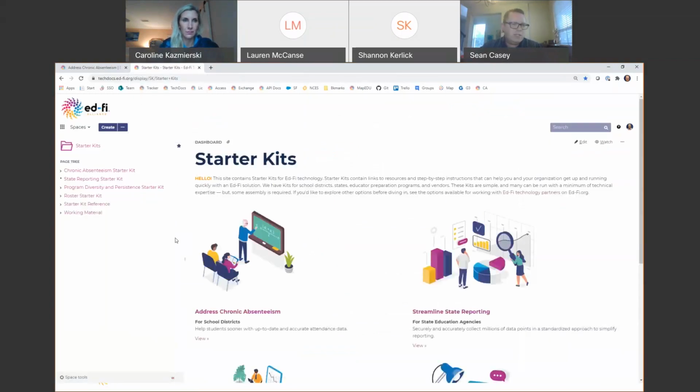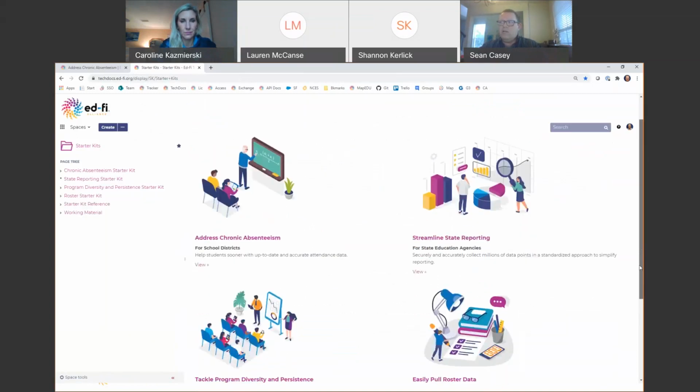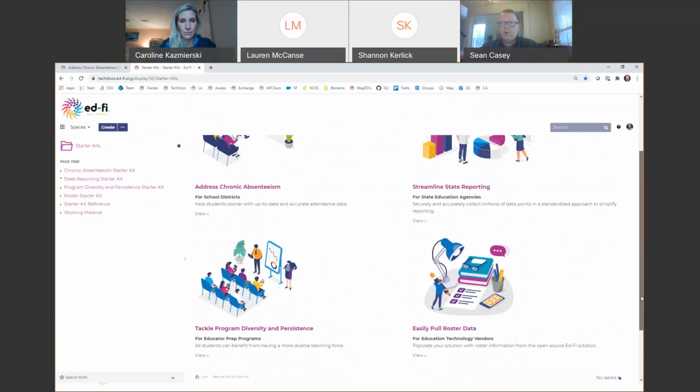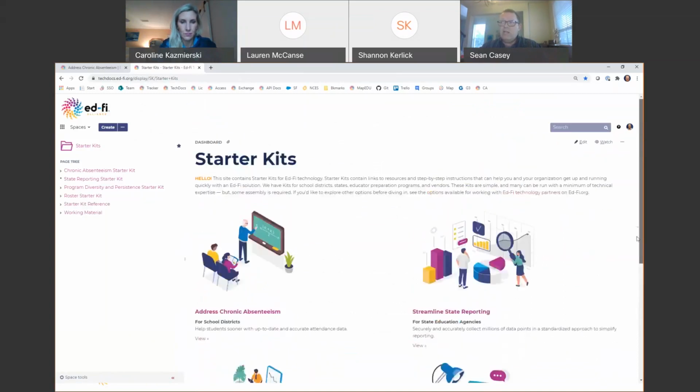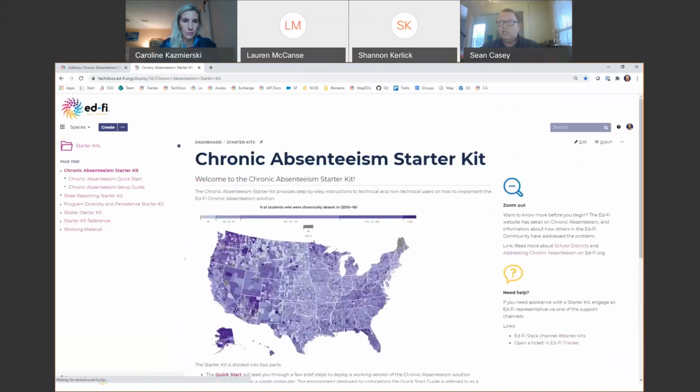call Tech Docs. It's essentially just a great big wiki that we host in Confluence. And the starter kit space is where you'll see this growing library of different kinds of starter kits we've made available here. Chronic absenteeism is in the upper left. There's a streamlining state reporting one, program diversity and persistence, easily pulling roster data. There's a number of things in there. We're going to stick with the chronic absenteeism because that's what we've been talking about on this call.